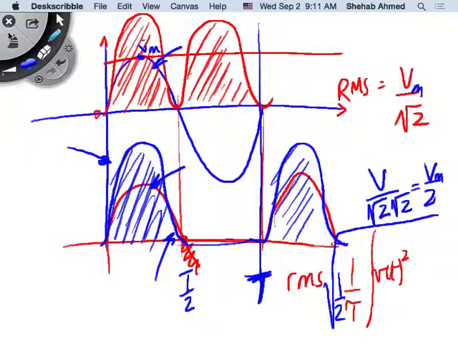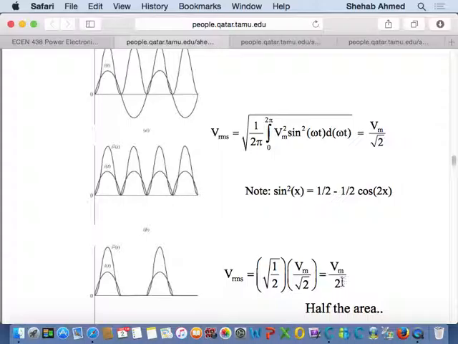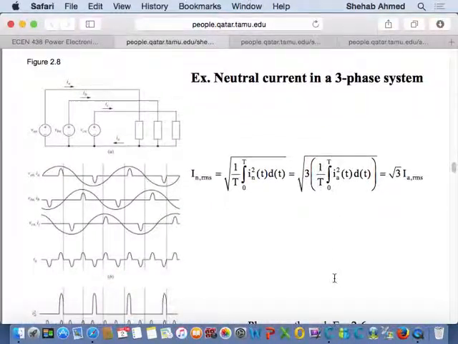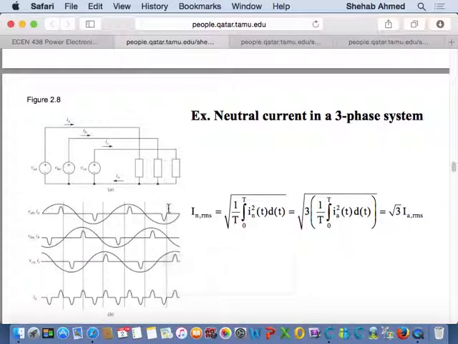So how about something like, so this is what we were just talking about. Okay, so how about something like this, more complicated, okay? So I have a waveform.